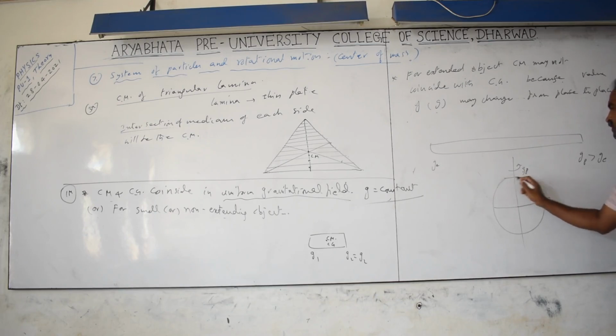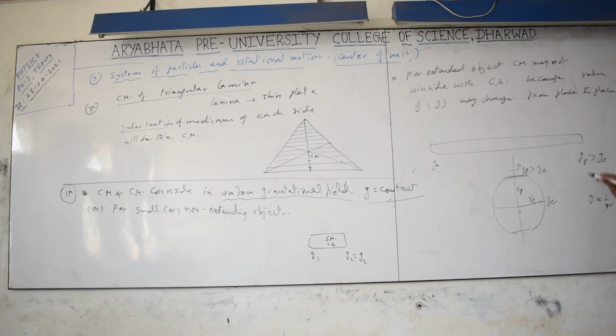At the poles, distance from center is less. The radius at the equator is more and the polar radius is less by approximately 45 kilometers. Due to that reason, less distance indicates more G value. G is inversely proportional to R square, the distance square from the center of the earth. So what you get here is the G value is more at the poles than at the equator.